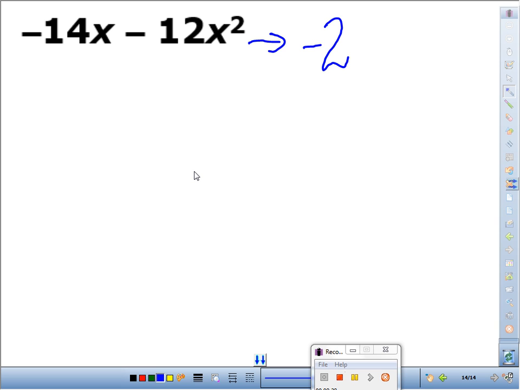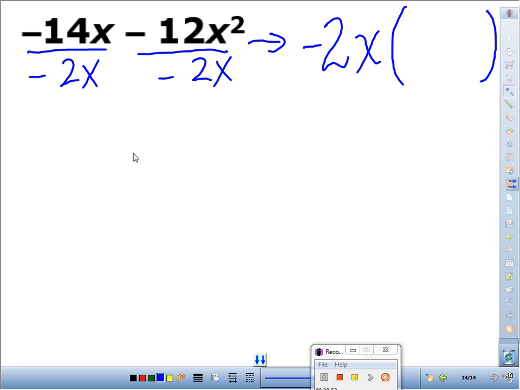So far, so good? All right. Do both terms have 1x? Yes. Do both terms have an x squared? No, so we stop right there. So that's our GCF. So we're going to find the other factor. And what did we say the process was? Division. So -2x divided by -2x. Therefore, what is -14 divided by -2? 7, and the x's became a giant 1, so it's already there.